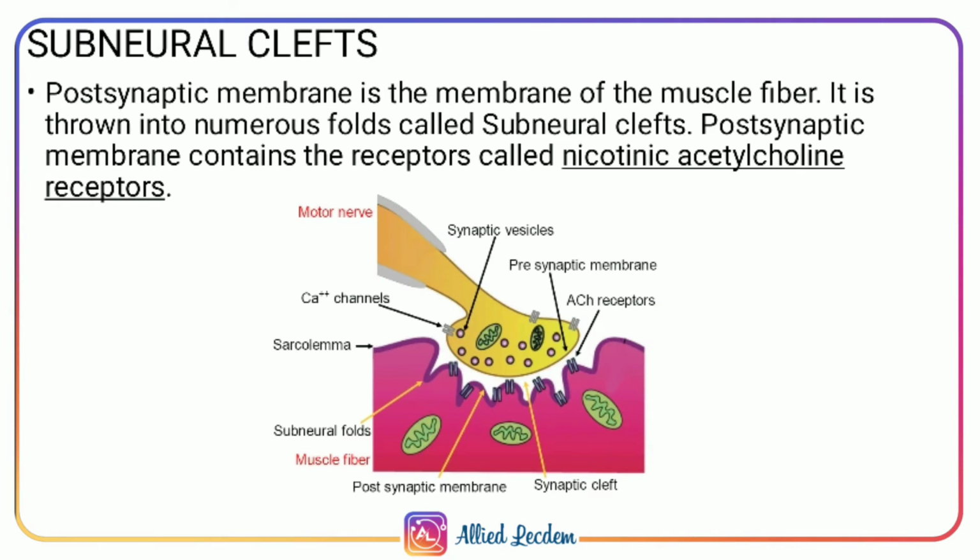As we saw in the presynaptic membrane, the invagination structure is known as the synaptic trough or gutter. Similarly, the invaginations or numerous folds thrown into the postsynaptic membrane are known as the subneural cleft. The postsynaptic membrane contains a receptor called the nicotinic acetylcholine receptor. So, nicotinic acetylcholine receptors are present in the subneural cleft.